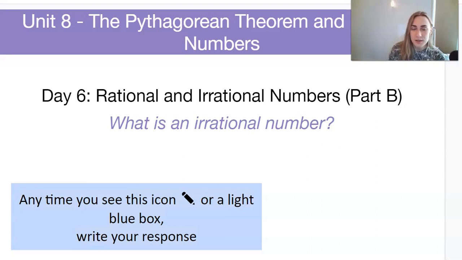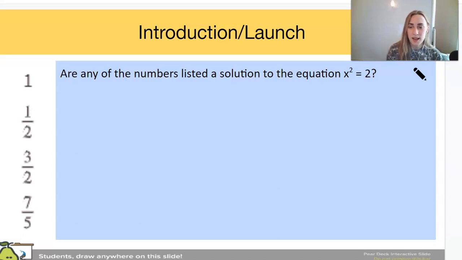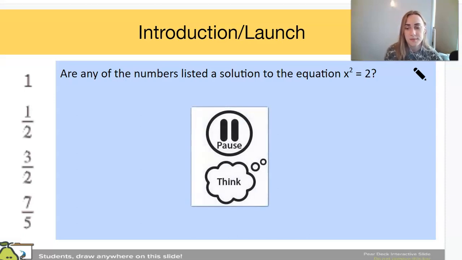Our launch for today, on slide A, asks us, are any of these numbers listed a solution to the equation x squared equals 2? So you're looking at each of the choices. We have 1, 1/2, 3/2, and 7/5. Are any of those a solution to x squared equals 2? Pause and think about that question. Write your answer in the blue space.